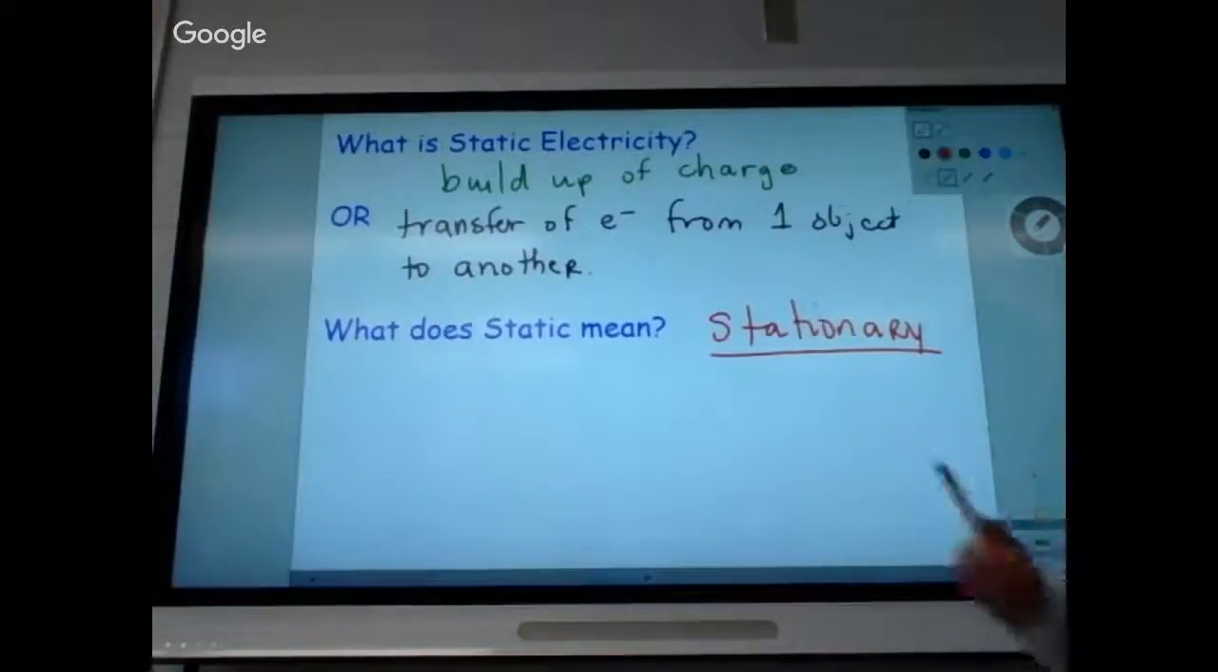You would have to rebuild the charge. So if all these extra electrons went to Alexis, she's got to build them up again to then turn around and touch Chase.